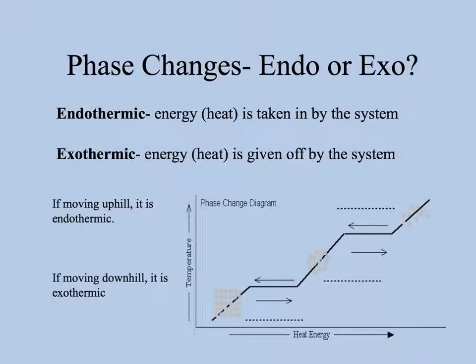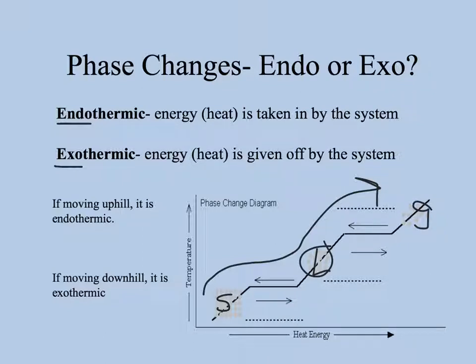So phase changes do give off or take in heat energy, and it's important for us to know that. So endothermic, and you may have heard of endo and exoskeleton from biology, but endothermic means that energy or heat is taken in by the system. All right, so whenever we're moving uphill in our heating curve, that process is called endothermic. And the reason for it is you have to add heat to the system in order for it to go from a solid to a liquid or from a liquid to a gas. So that's always an endothermic process whenever we're melting or boiling something.